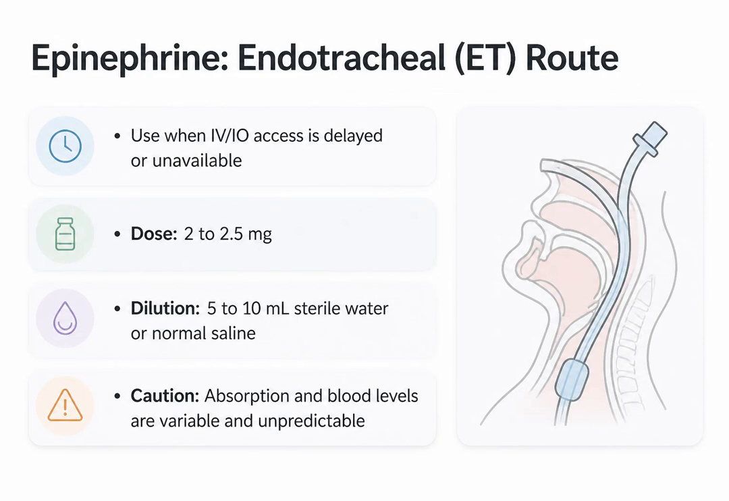What happens if you cannot establish IV or IO access quickly? In those cases, epinephrine can be administered directly into the endotracheal tube. The dose is higher here, 2 to 2.5 milligrams, diluted in 5 to 10 milliliters of sterile water or normal saline. However, keep in mind that the ET route results in highly variable and unpredictable drug absorption.